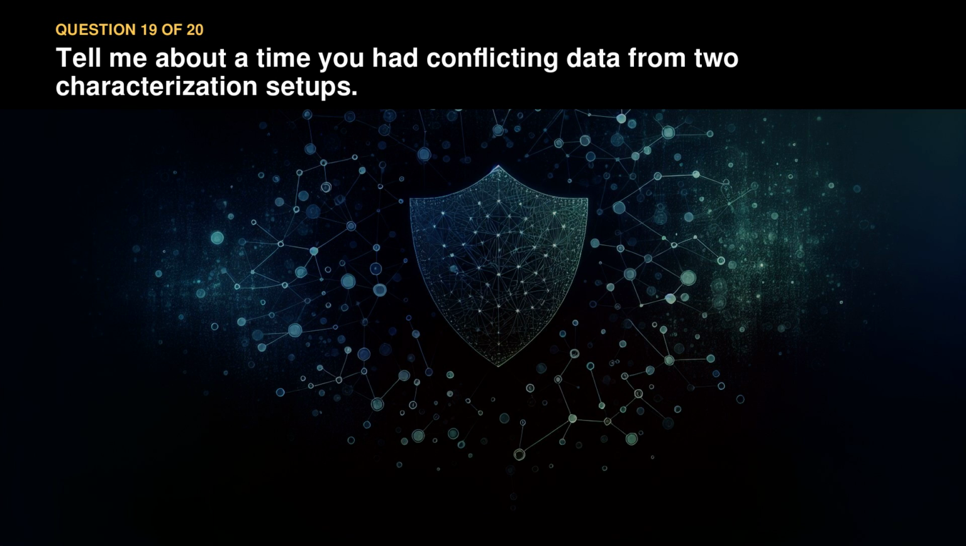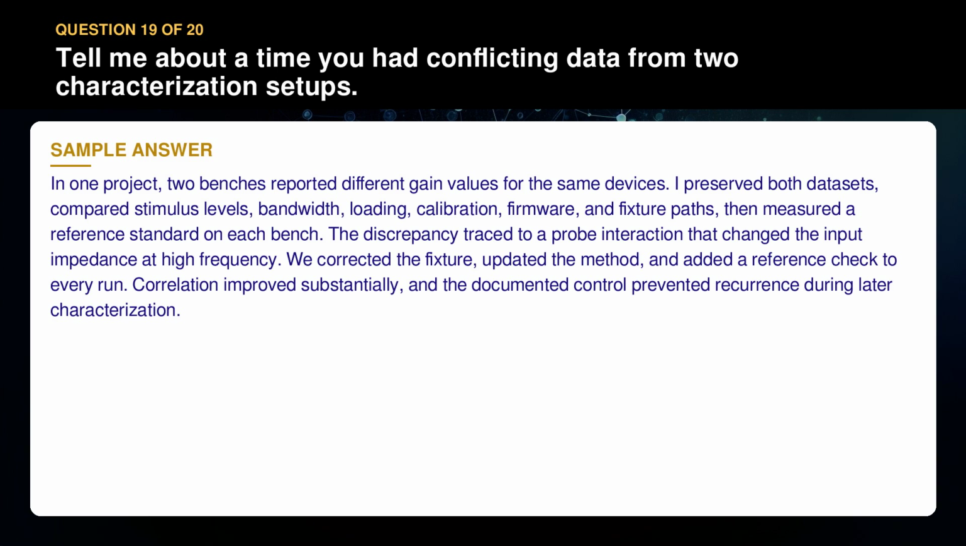Question 19. Tell me about a time you had conflicting data from two characterization setups. In one project, two benches reported different gain values for the same devices. I preserved both datasets, compared stimulus levels, bandwidth, loading, calibration, firmware, and fixture paths, then measured a reference standard on each bench.